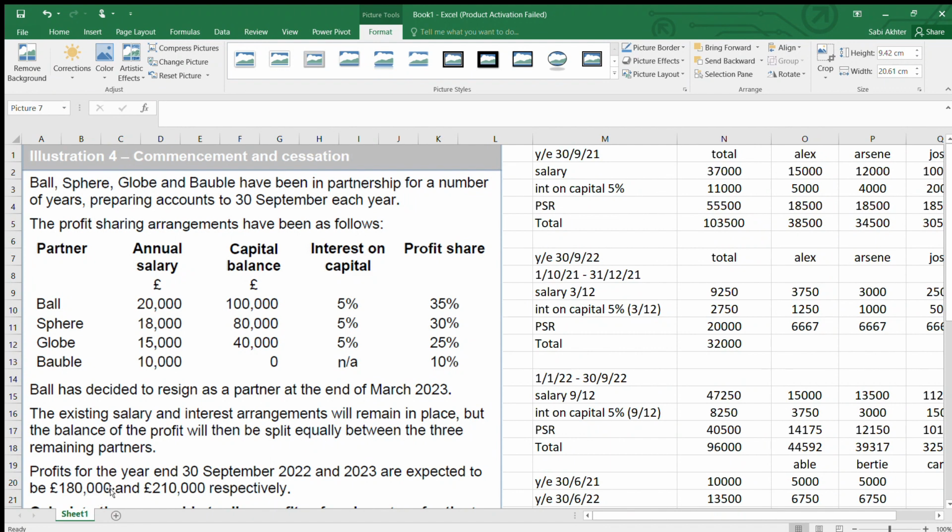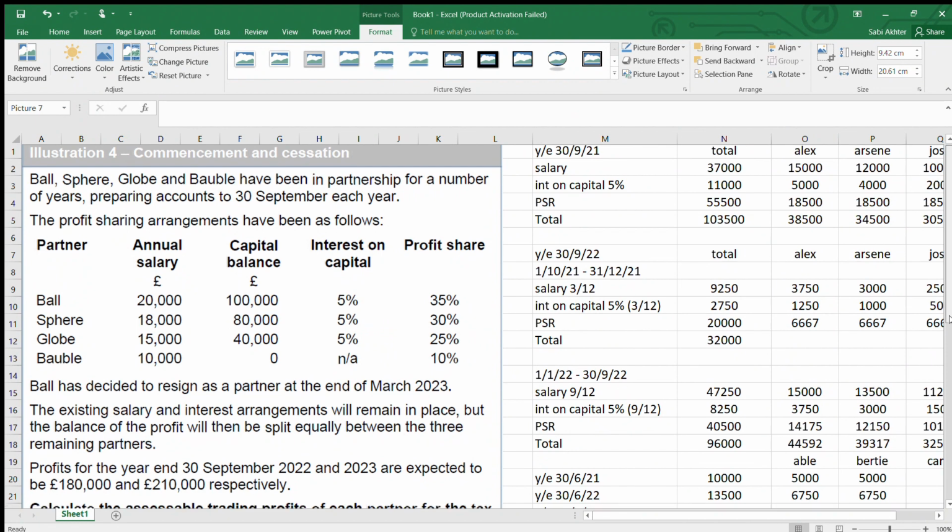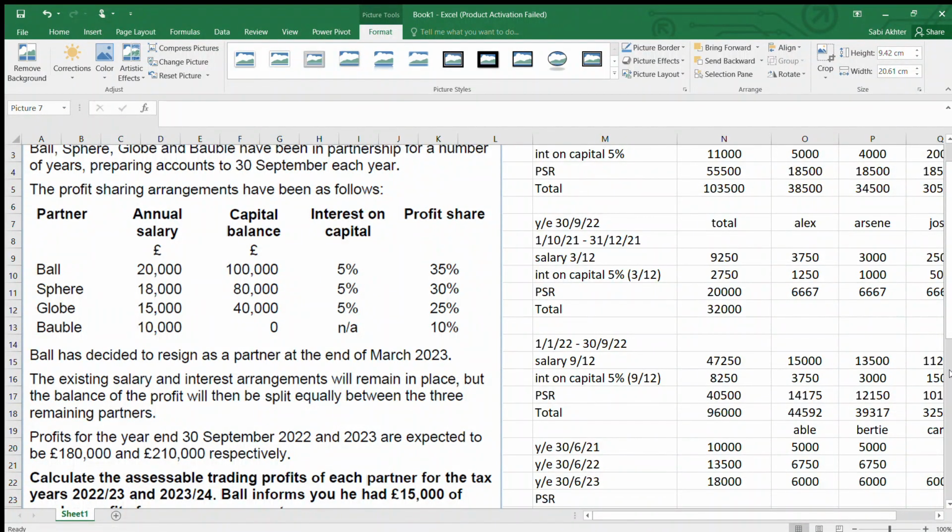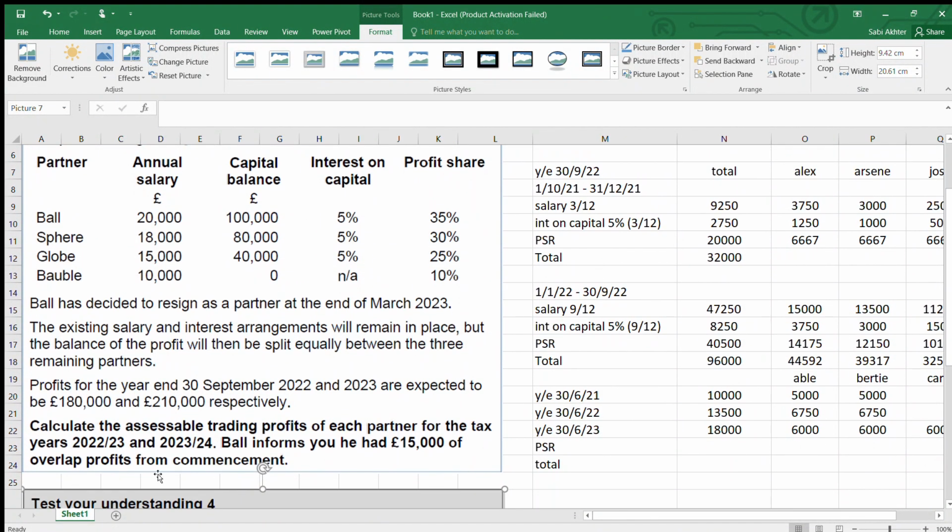Then profit has been given for 30th September 2022 and 30th September 2023 as 180,000 and 210,000. You need to calculate the trading profit for each partner. And Ball informs you he had 15,000 overlap profit. Why did they give you this information? To tell that a partner has ceased. Test your understanding 4.